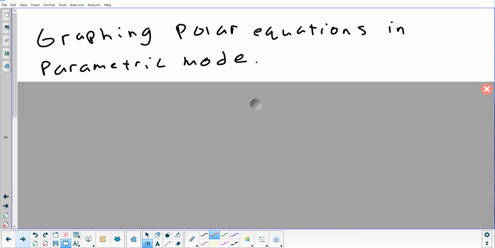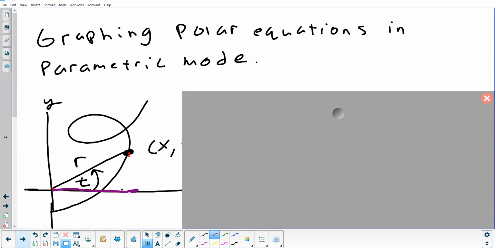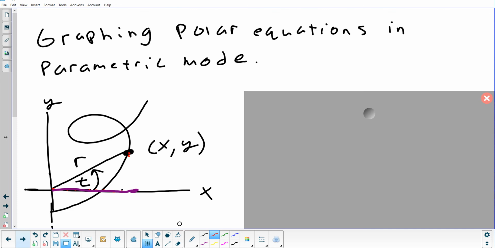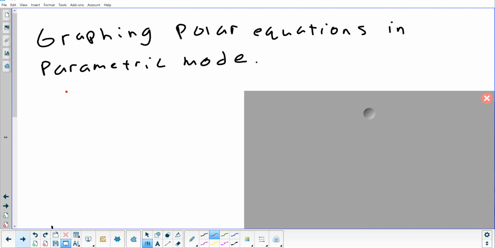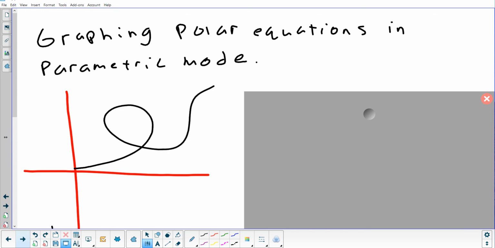Okay, now we're going to look at how we can change something from polar to parametric. All right. So let's say that we have some graph in polar. It doesn't matter what it looks like. You got some kind of graph in polar.